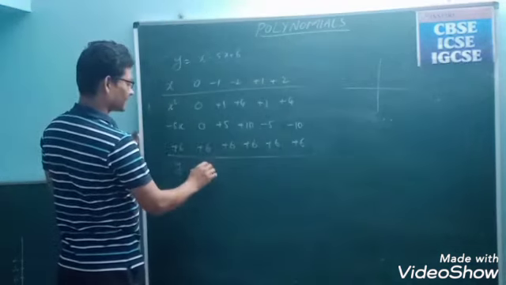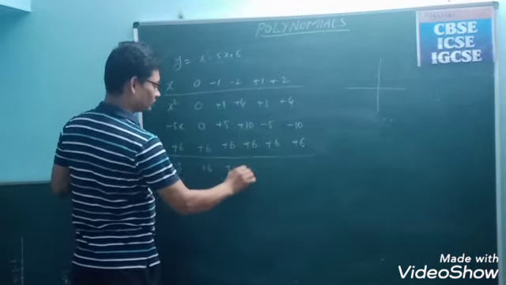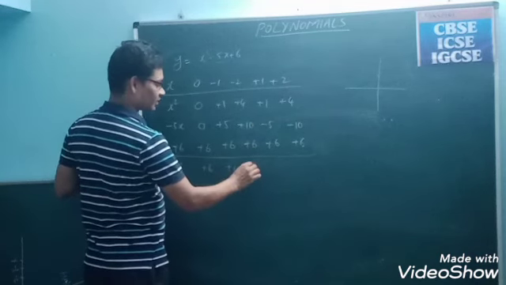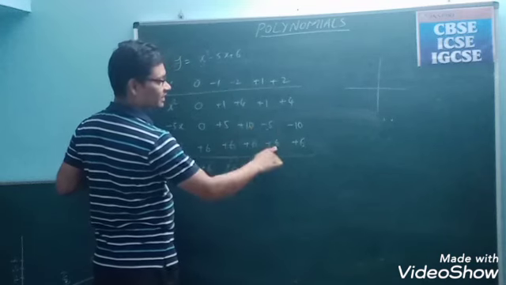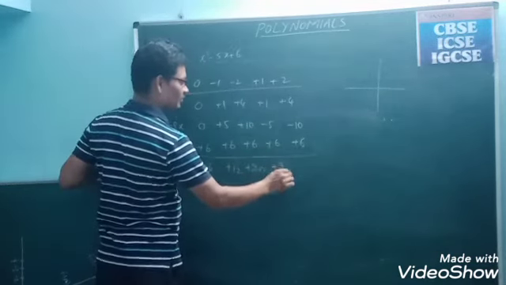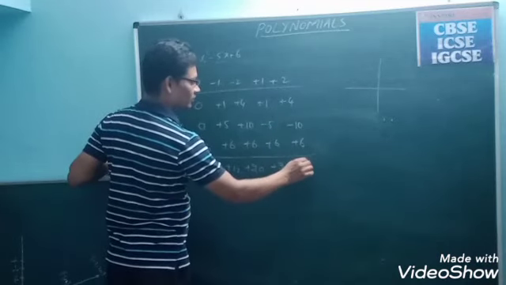0 plus 0 plus 6, it is +6. 1 plus 5 plus 6, it is +12. 4 plus 10 plus 6, it is +20. 1 plus 6 is 7, it is +2. And 4 plus 6, it is 0.